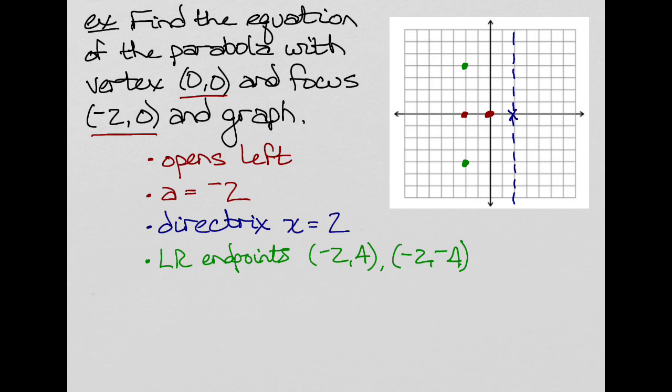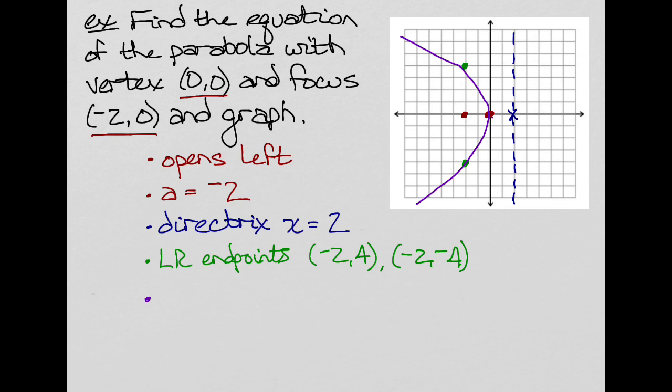Let's actually draw the graph. So the focus is important, but it's not on the graph. So the graph is going to go through the vertex and these two endpoints, the 2 green points here. There's my parabola. We don't have an equation yet, so that's the next thing.